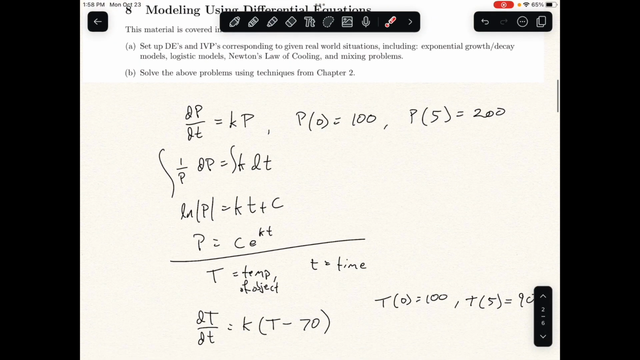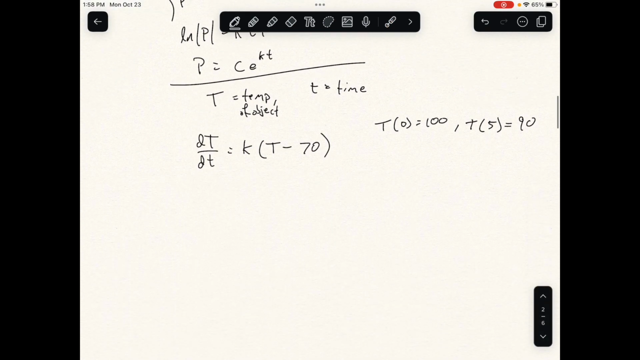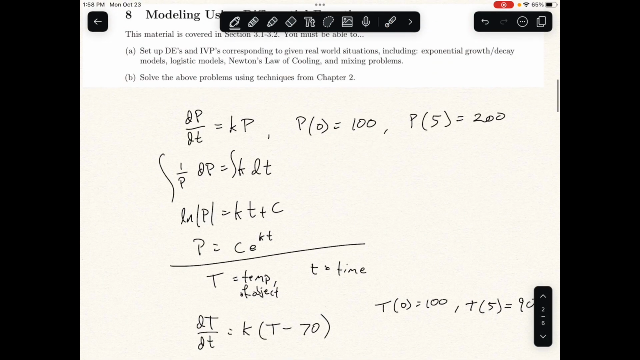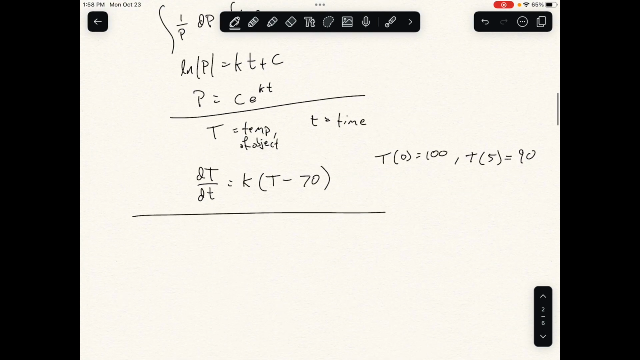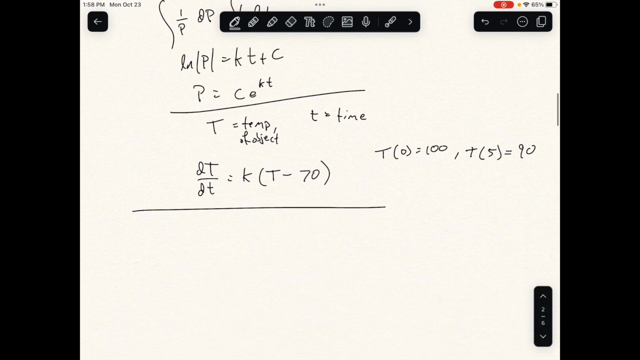Logistic model, I probably wouldn't ask you to solve the logistic model because it is pretty tedious, but I would ask you what the differential equation modeling the logistic model is. That would be dP/dt equals kP times (M minus P).